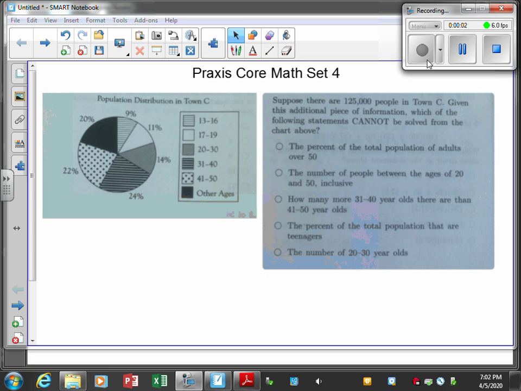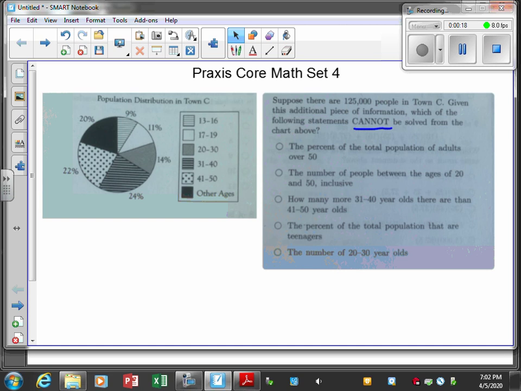Alright, let's work on set 4. We're going to read a chart, and the question says, suppose there are 125,000 people in the town, so they give us the total people. With that additional information, which of the following cannot be solved?